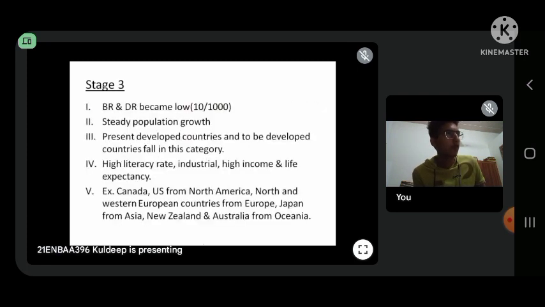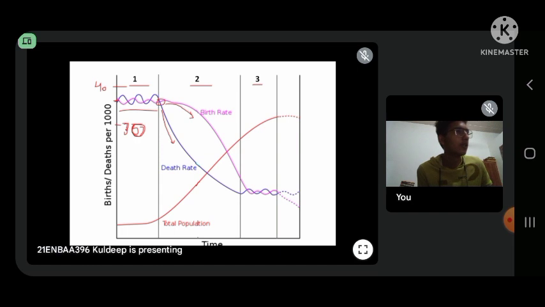Now, you can also see here that the population exploded. The population is at this level, and from this it went to this. It went to this. So you can see that the population exploded. This is the population.